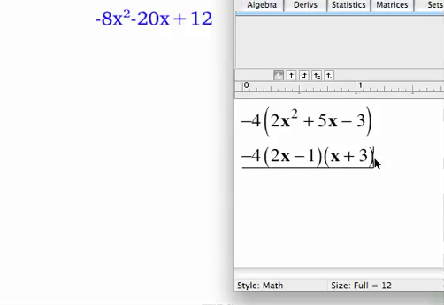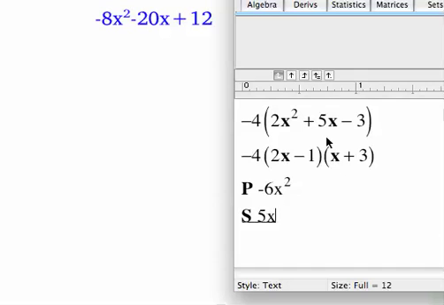Let's just do a very quick PSF version of this. The P is going to be the product of the first and last terms. We've already factored out the common factor, so we're starting here, and I'm skipping over this step. The product is 2 times negative 3, which is negative 6x squared, and the sum is always the middle term. So the sum is going to be plus 5x.